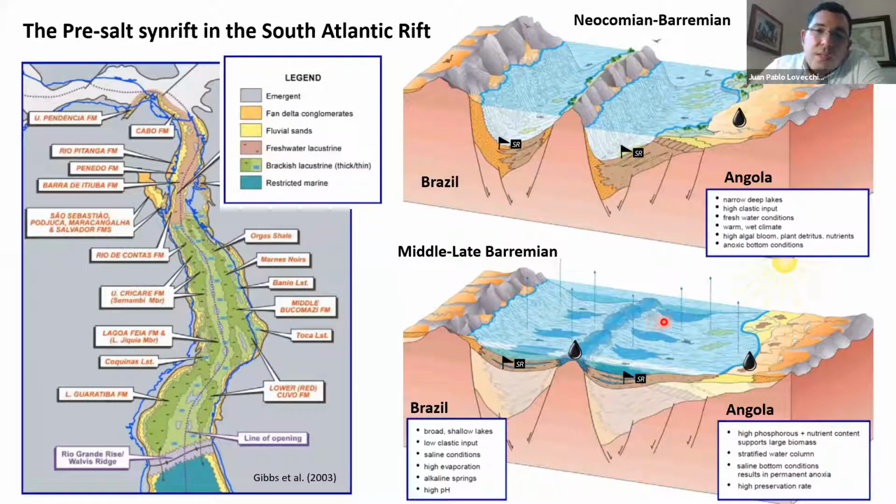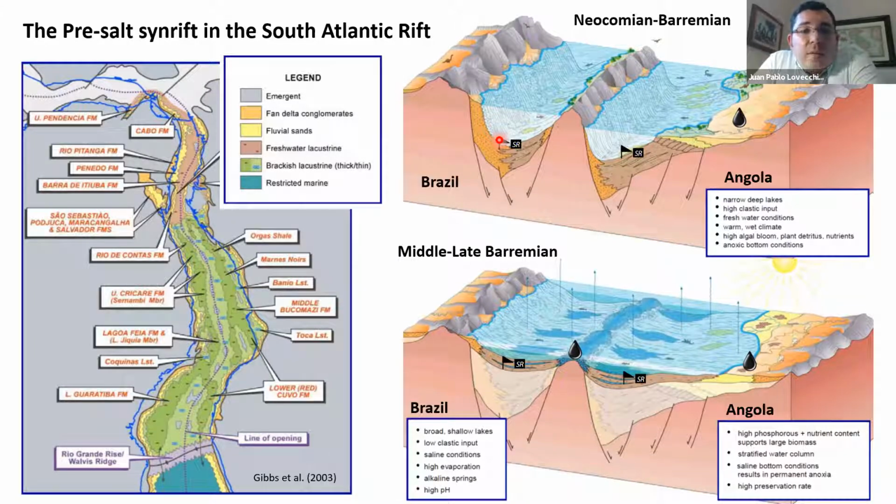So this very, very prolific source rock can be up to 25% TOC, and is what's known as the Bucomazi in Angola or the Lagoa Feia in Brazil. It's the prolific source rock feeding all the oil accumulations in the pre-salt of Brazil and Angola that have been developed in the last decades.